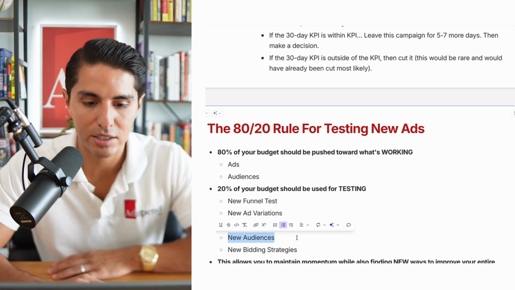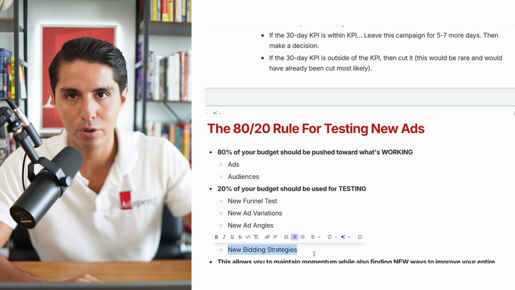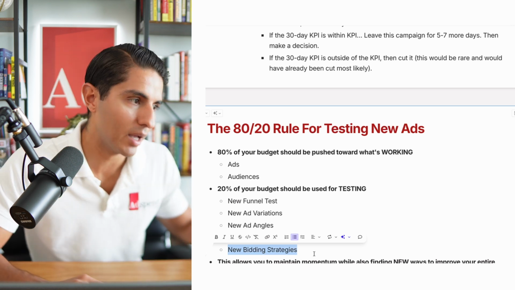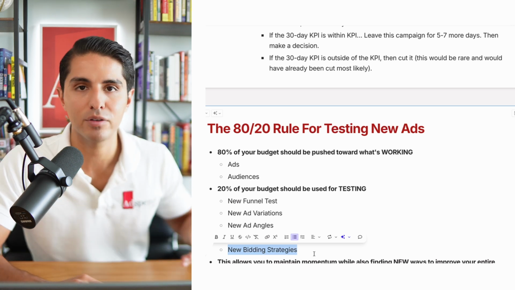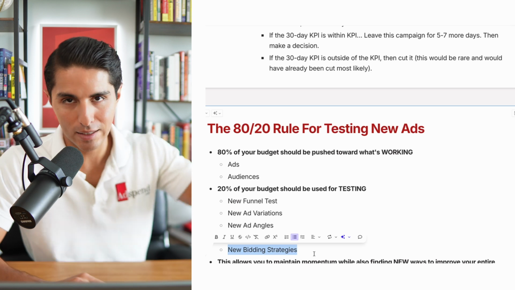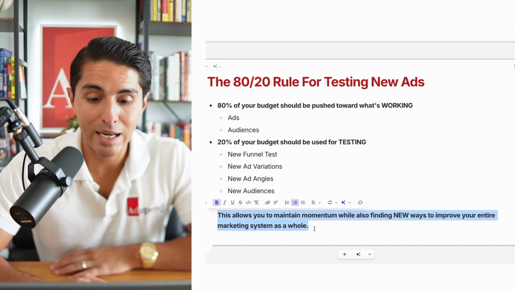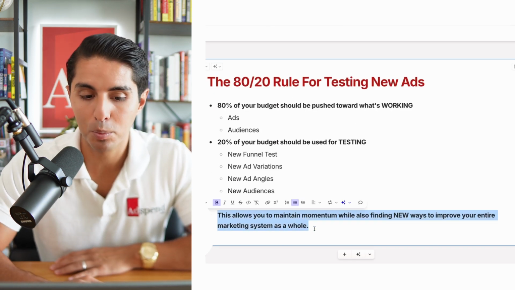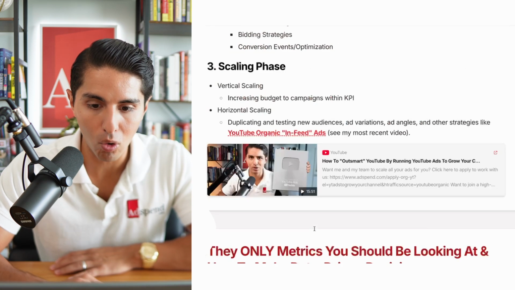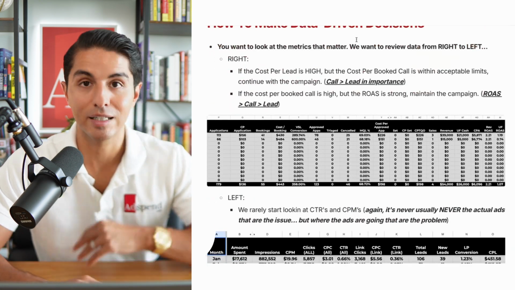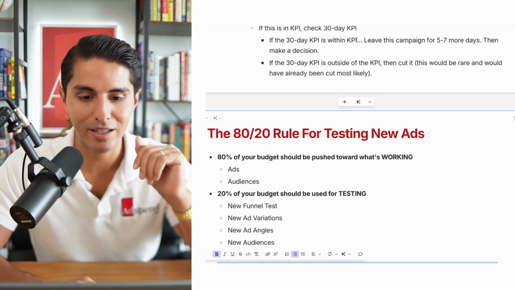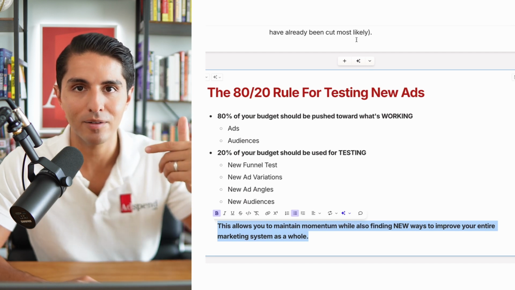So obviously new audience is very simple. New bidding strategies, max conversions versus target CPA versus performance max versus max conversion value, different things you can obviously deploy here, usually last on the totem pole. This allows you to maintain momentum while also finding new ways to improve your entire marketing system as a whole, okay? Remember, not just your ads. The key to scaling YouTube ads, 0 to 10K a day. You see the general theme here, right? More than just immediate buying.